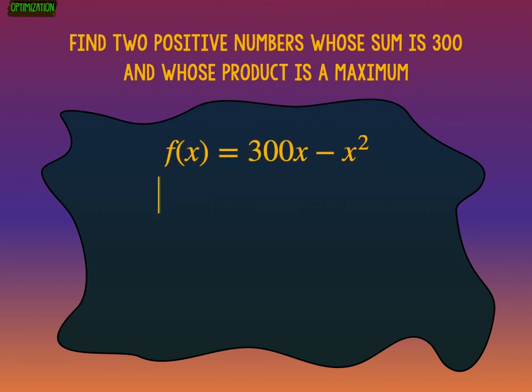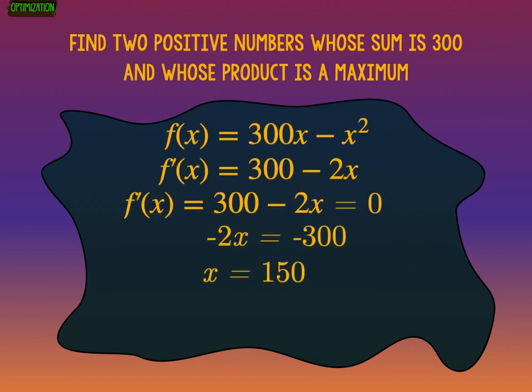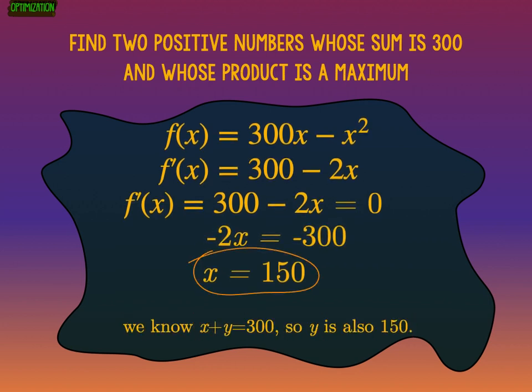So the derivative here is going to be 300 minus 2x. If we solve for x, we end up with 150. Now we're sure that that is going to be the maximum point. And so if we plug that back in and try to evaluate for y, we get 150 also. So that's pretty much a typical optimization problem.